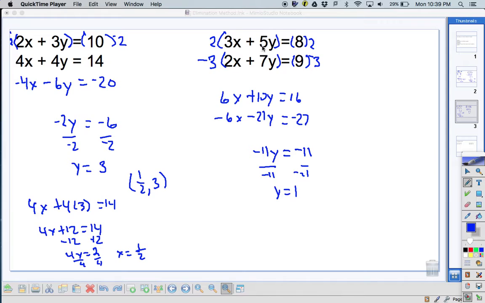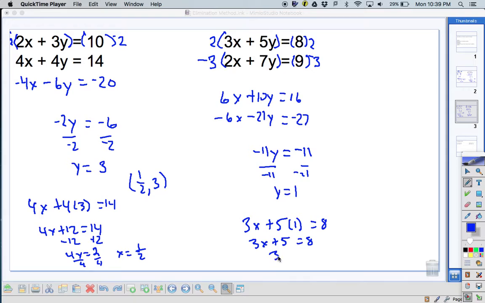And as always, you get to pick either equation you're going to plug y back into. Let's go ahead and pick the top one. So I got 3x plus 5, instead of y, I now know it's 1, so I put a 1 there, equals 8. So I got 3x plus 5 times 1, which is 5, equals 8.